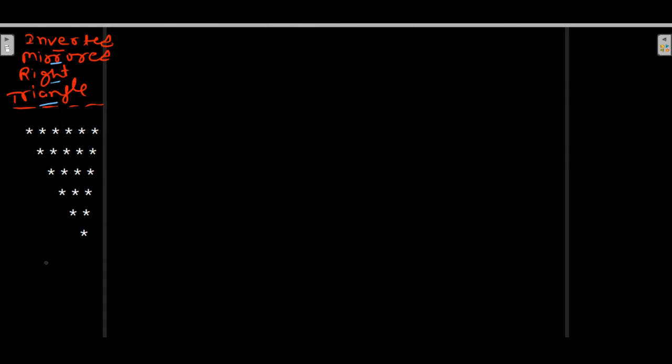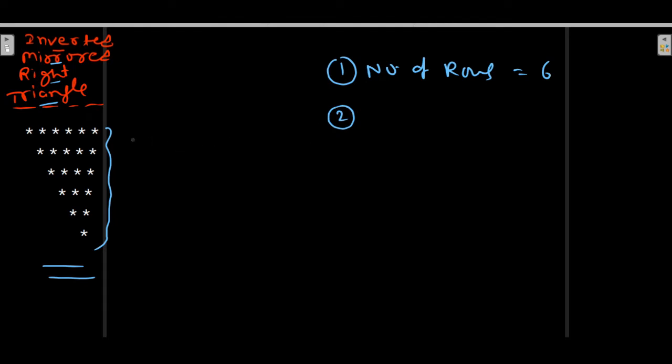Before solving any star pattern, you should first observe that pattern, what the specialties about that pattern are. So let us observe a few points about this pattern. The number of rows that we have to print in this pattern is how much? It is 6, right? Now we will see how many stars we need to print in each row.